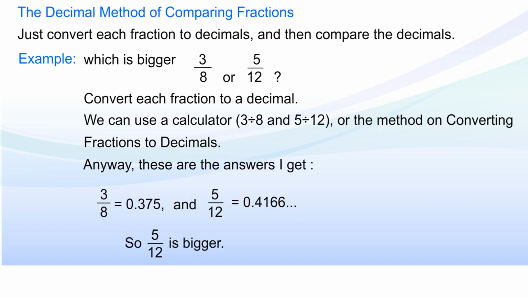The decimal method of comparing fractions. Just convert each fraction to a decimal and then compare the decimals. Example: which is bigger, 3 by 8 or 5 by 12? Convert each fraction to a decimal. We can use the calculator, 3 divided by 8 and 5 divided by 12, or the method of converting fractions to decimals. Anyway, these are the answers I get. 3 by 8 equals 0.375 and 5 by 12 equals 0.4166. So, 5 by 12 is bigger.